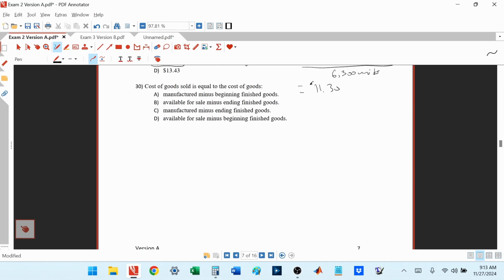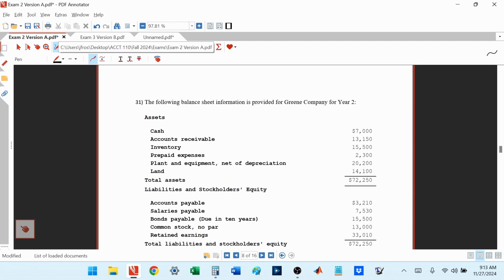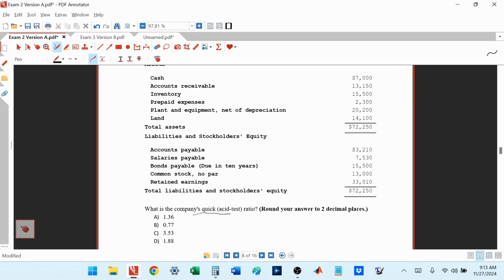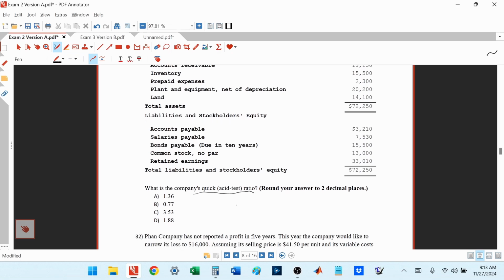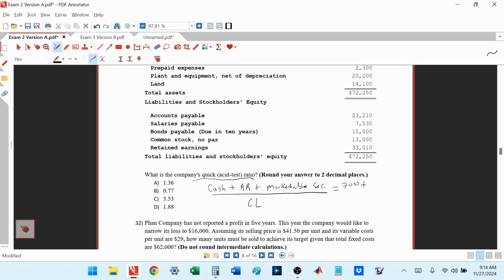Let's see. 31. What is the company's quick ratio or acid test ratio? Again, you've got to go to the formula sheet for Chapter 9, that big formula sheet. Don't forget to bring your formula sheet to the exam. But the quick ratio is not all the current assets, but just 3 of them. Cash plus the receivables plus the marketable securities divided by current liabilities. That's the quick ratio. So cash's balance is 7,000. Accounts receivable balance is 13,150.